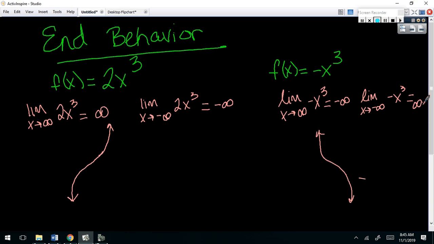Okay. Here's what I'm going to do. I've done the first two with you. I'm going to have you finish this little exploration activity to determine end behavior, and then let me stop this.